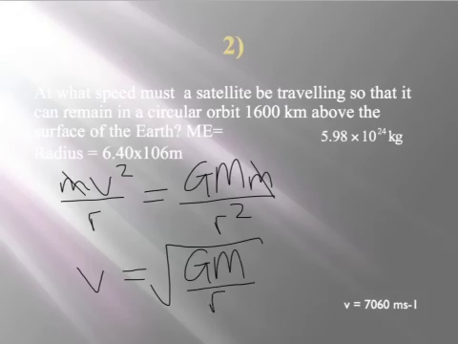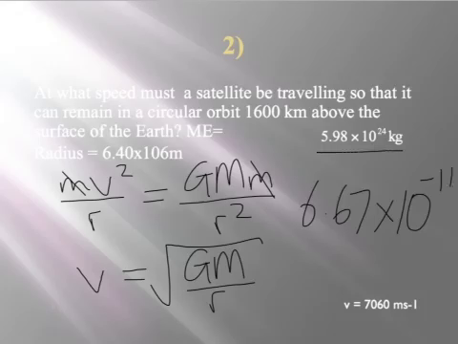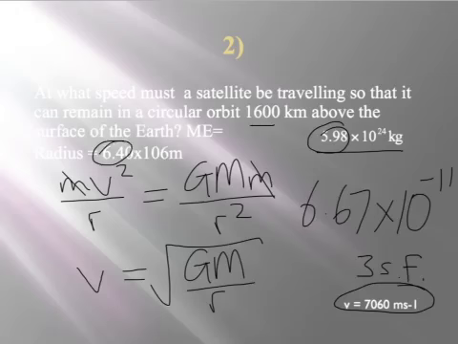Now, if you're careful with your calculator, once again, you punch in big G as 6.67 times 10 to the power of negative 11 into this equation, the mass of the Earth and the radius of the Earth, you should get as your answer 7,060 meters per second. That's the 3 significant figures. Notice all the figures given to 3 significant figures. We assume that one is 2.